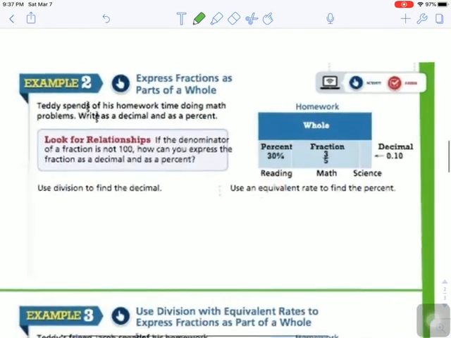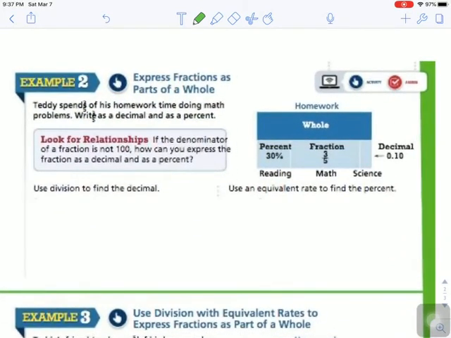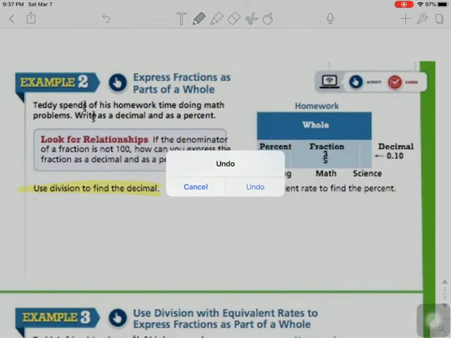All right, let's try another one. So it says that Teddy spends 3/5 of his homework time doing math problems. It wants us to write 3/5 as a decimal and as a percent. So the first part here tells us to use division first to find our decimal. Since we are letting you guys use your calculator, I'm not going to make you do long division on this. So just go ahead and put this in your calculator.